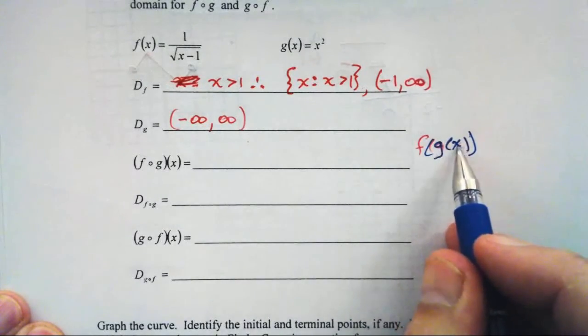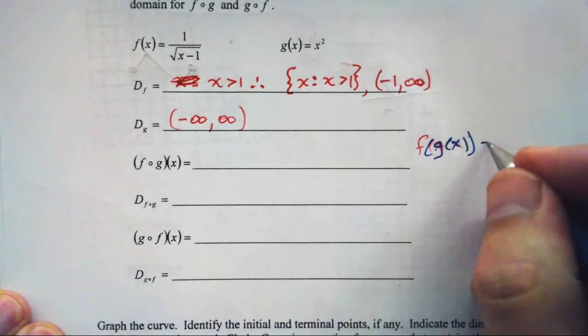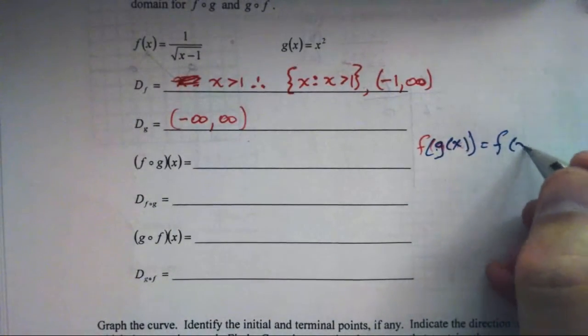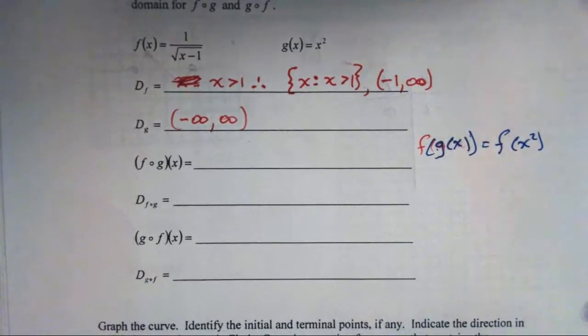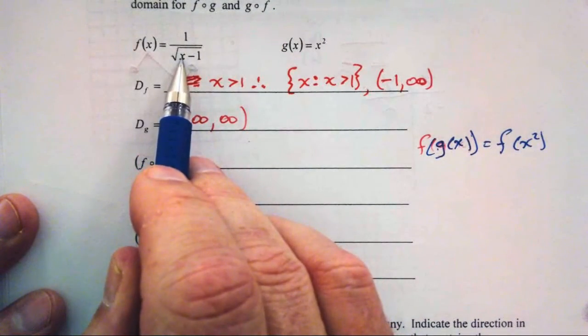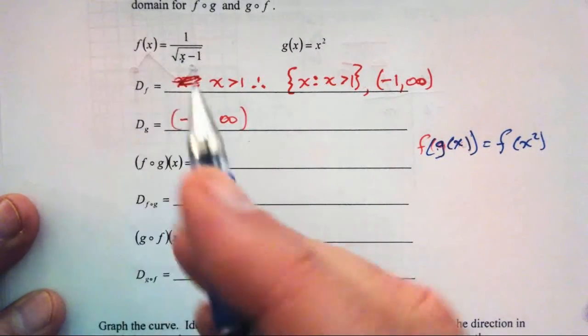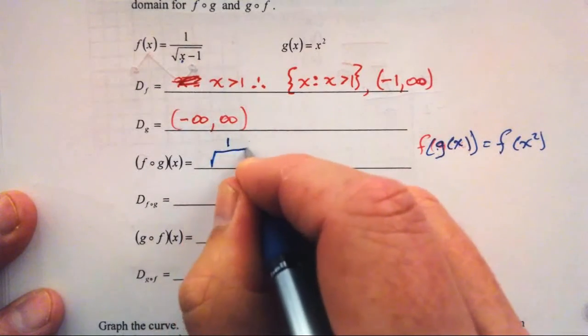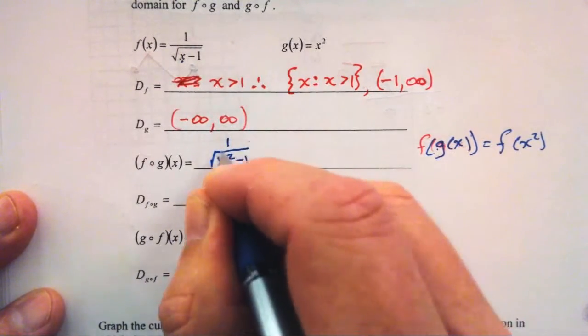I'm going to put x into g, and when I put x into g, I get x squared. So I get f of x squared. And f of g of x, well, f is a factory that takes things, doesn't care what they are, and puts them right here. So that becomes 1 over the square root of x squared minus 1.